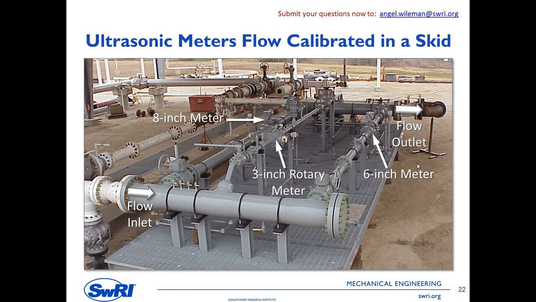If you really want to be thorough, here's a skid with 3 meters on it installed in our facility. You have a 6-inch and an 8-inch ultrasonic meter that bracket either side of a 3-inch rotary meter. And this particular installation includes all of the headers, includes the valves. I mean, this is the whole deal. So the calibration that you would get out of this type of test is probably going to be pretty indicative of the performance of the meter in the field. You're probably not going to have too many surprises when you put these meters in the field.